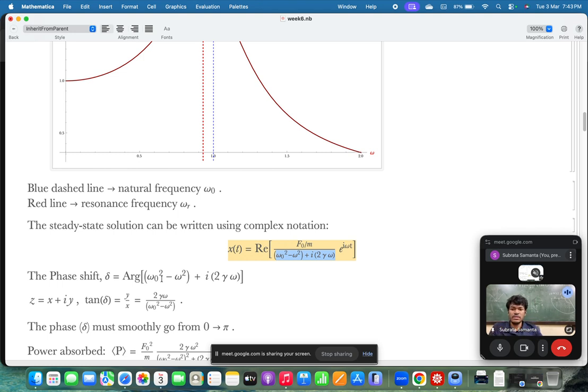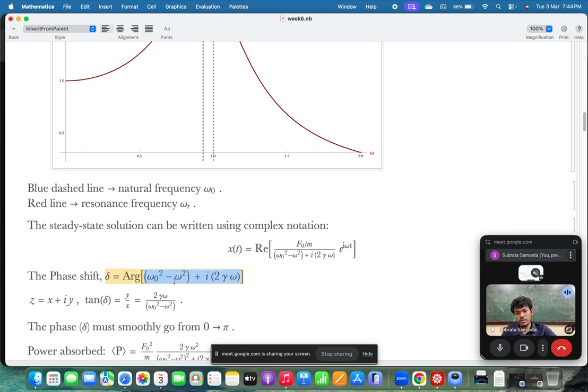Since z equals x plus iy, this is a complex number, and if you calculate the argument, this is basically your phase shift delta. So tan delta is basically y over x. For any complex number you can calculate this. So tan delta is basically 2 gamma omega over omega naught square minus omega square.